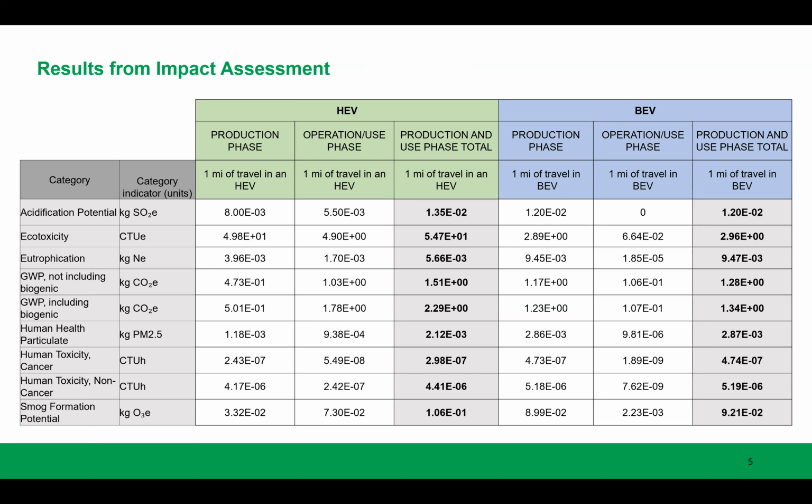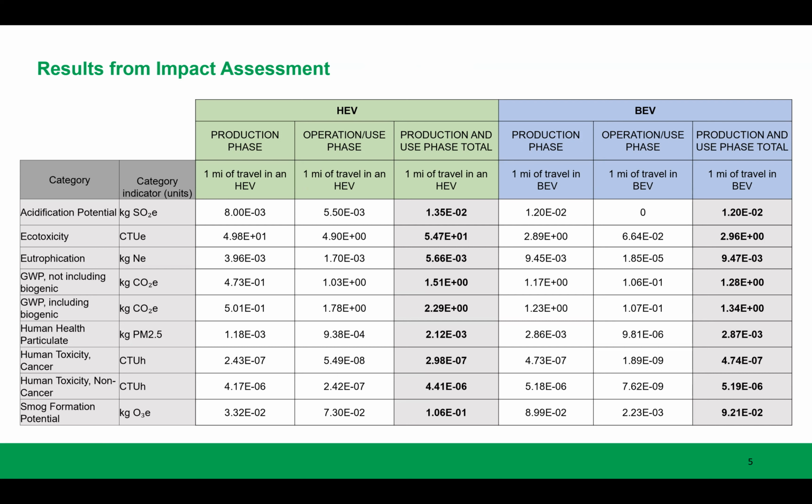The impact assessment is characterized by TRACI 2.1. The impact categories that we calculate are acidification potential, ecotoxicity, eutrophication, global warming potential, human health particulate, human toxicity, and smog formation potential.